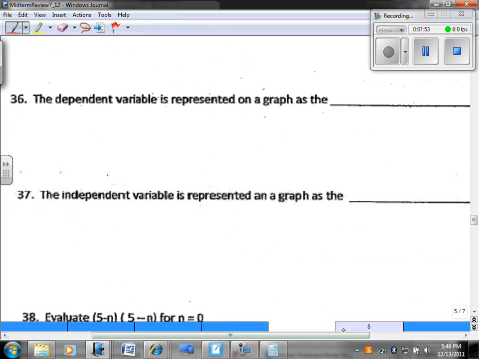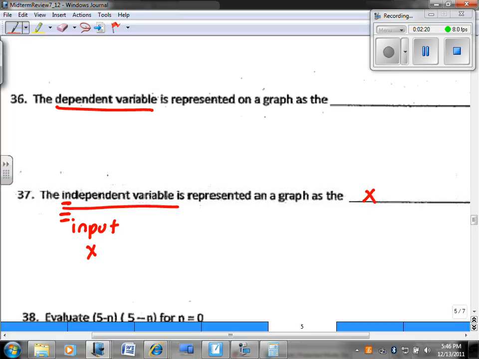Okay, 36 and 37 are vocabulary. The dependent variable is represented on the graph as the blank, and 37 says the independent variable is represented on the graph as the blank. Well, we said earlier, independent variable, that's our input, and we know our input is our x. So this is going to be our x.